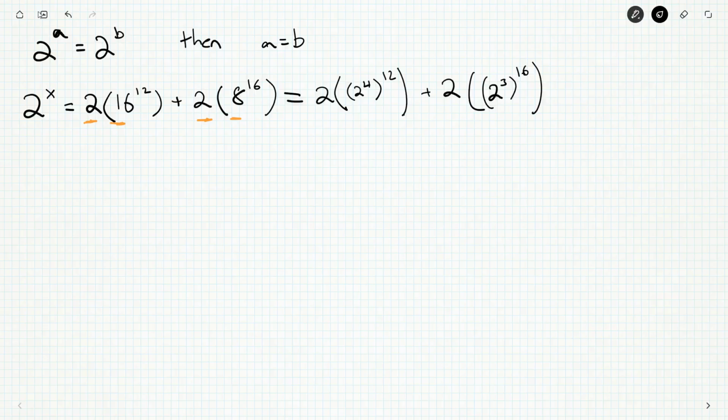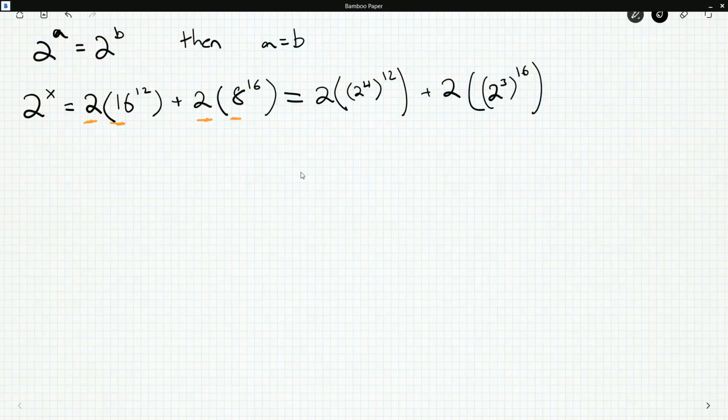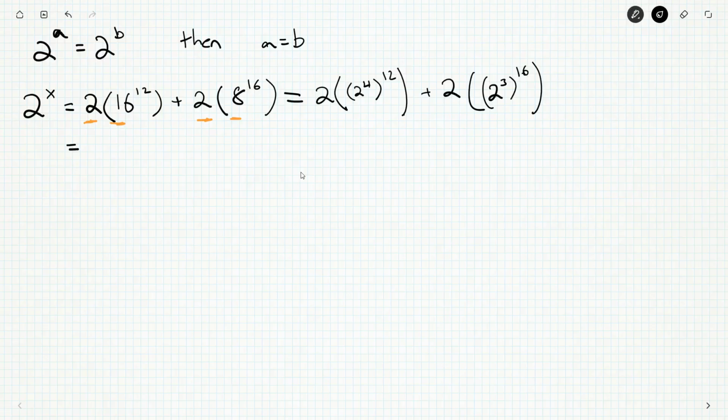Before I go any further, I do want to double check. It was 16 to the 12, right? 16 to the 12, 8 to the 16. Okay, we're good. All right, so now, using the properties of exponents, if I have a to the b, and then all of that raised to the power c, that's the same as a to the b times c. So we've got 2 to the 4 times 12, so that's 2 to the 48, plus 2 to the 3 times 16, which is again 48.